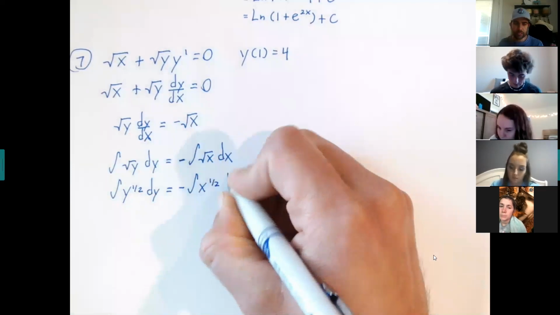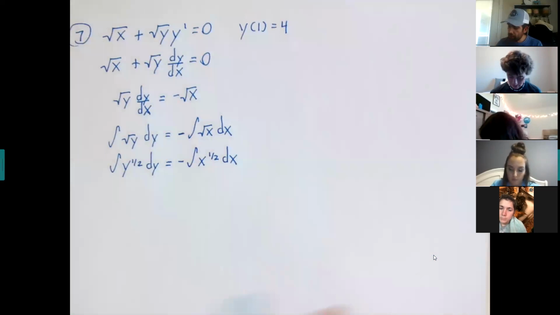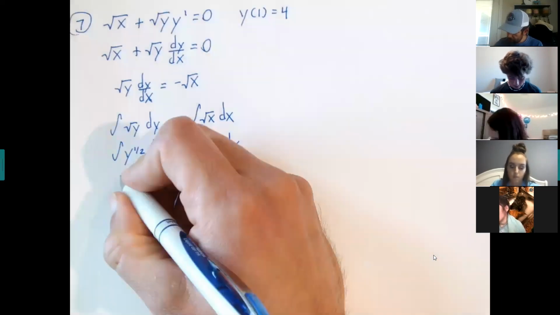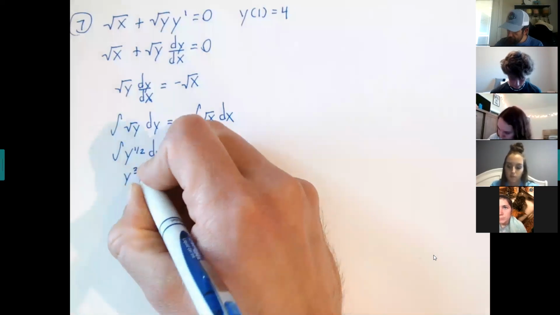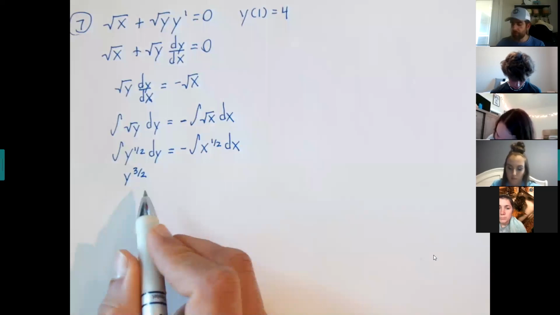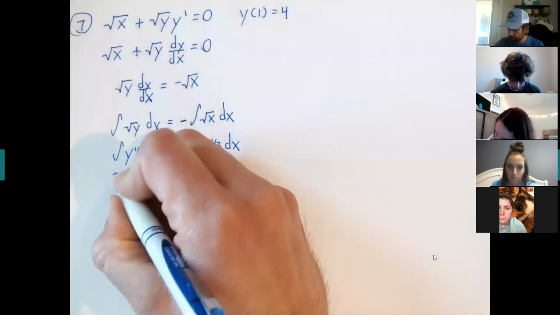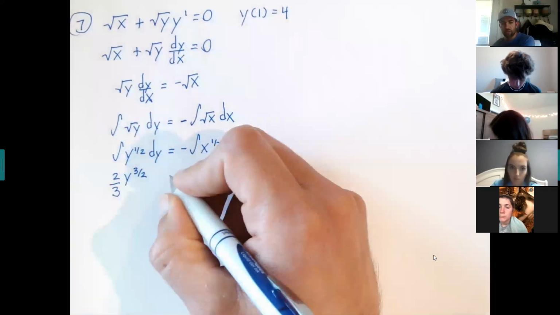I just rewrote this as an exponential, right? Square root is something to the half power, and now we're going to integrate. So we add 1 to the power, which gives 3/2. Then dividing by 3/2 is the same thing as multiplying times 2/3, plus some constant that I can just add to the right side.